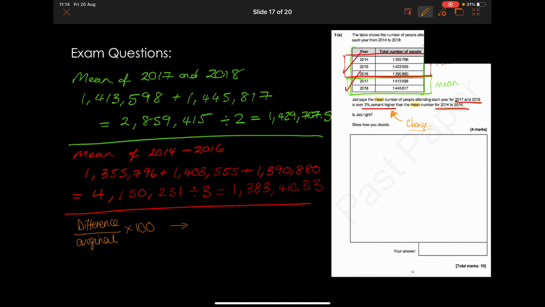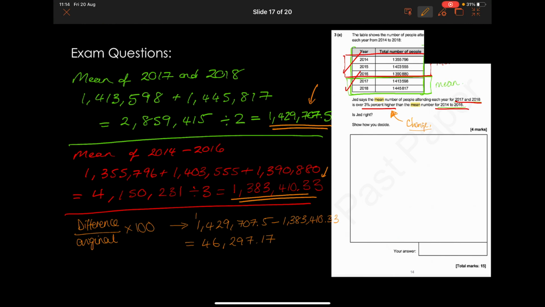In order to do that, we need to take the original amount, the average from that year, and subtract the average from these years. So we need to take our 17-18 average and take away the 14 to 16 average. 1,429,707.5 take away 1,383,410.33. And if I do that, it gives me 46,297.17. Okay, that's my difference.